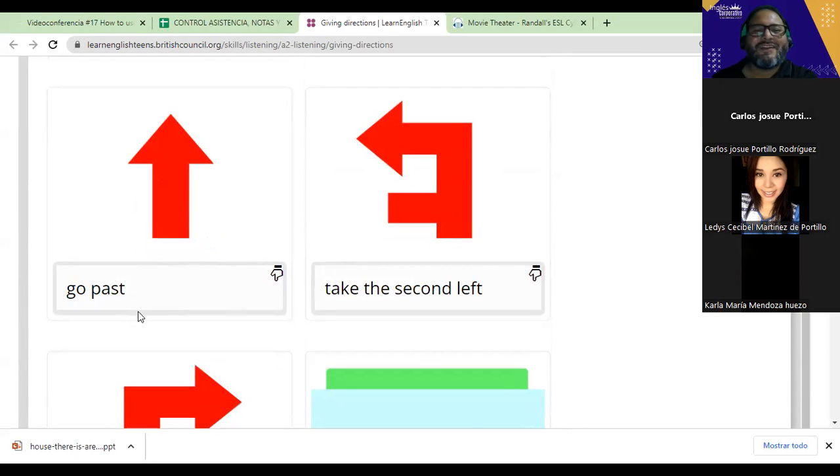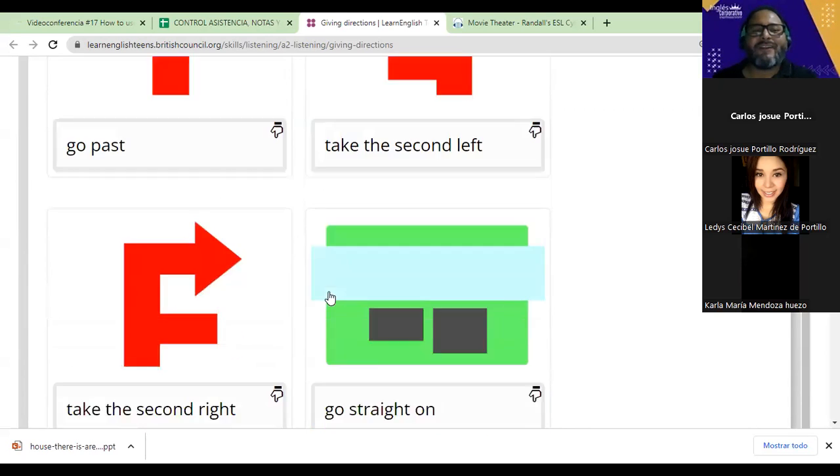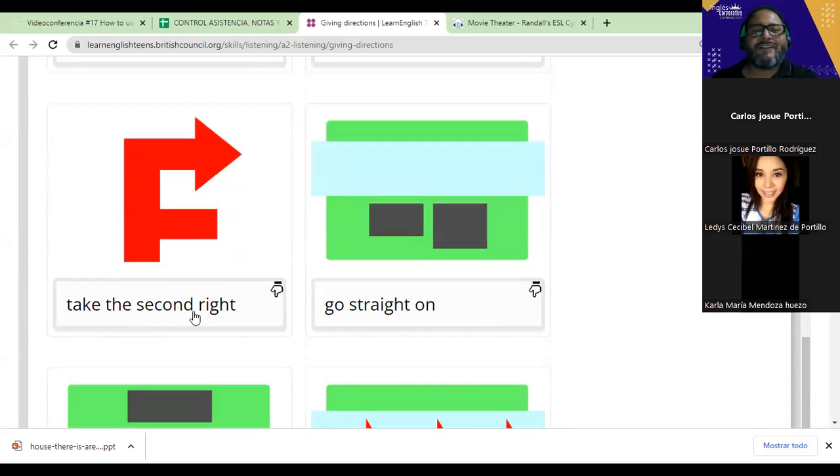Next to. I was going to say next to, no, but I mean, take the second left. Correct. Take the second right. Go straight on. You need to focus your mind on this.